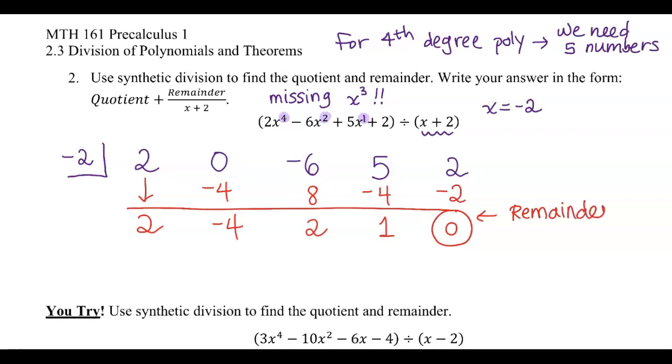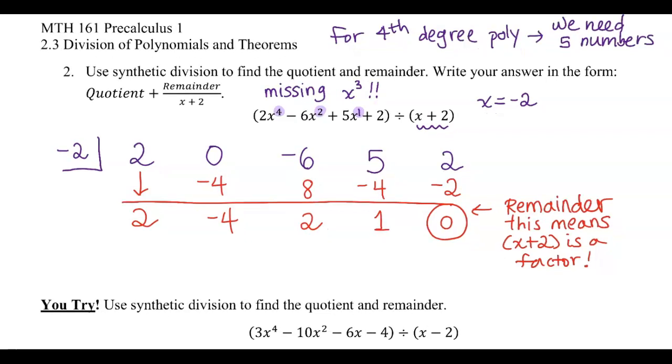Yay! This makes me happy because if remainder is 0, that means x plus 2 is a factor because it divided evenly. Just like how you can divide 35 by 7 evenly. Remainder is 0. But okay, that's not the point of this problem.